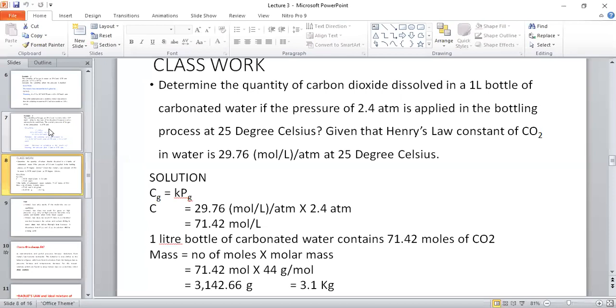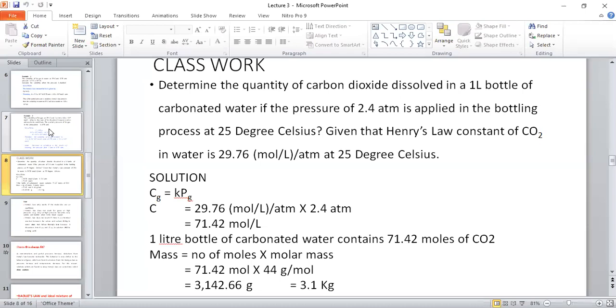Now determine the quantity of carbon dioxide in 1 bottle of carbonated water if the pressure of 2.4 atmosphere is applied in the bottling process at 25 degrees Celsius. Given that the Henry's law constant of carbon dioxide in water is 29.76 molar per atmosphere at 25 degrees centigrade.